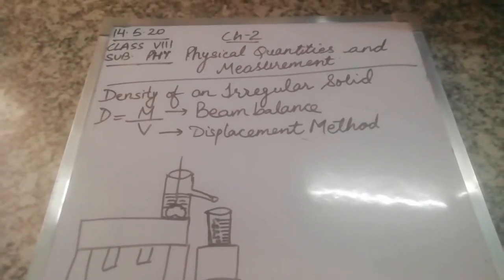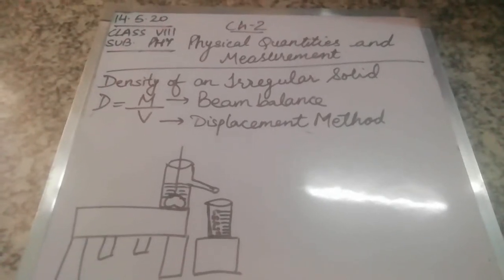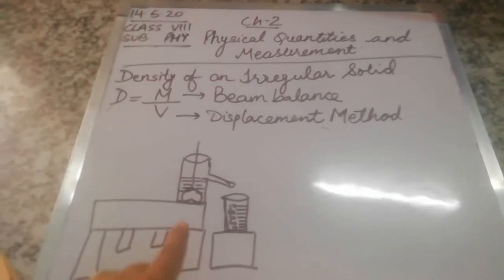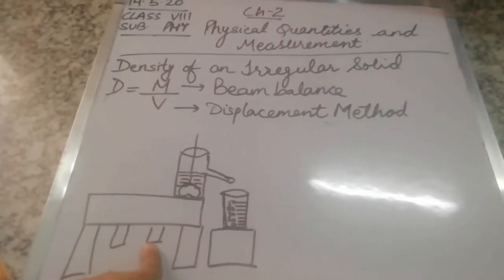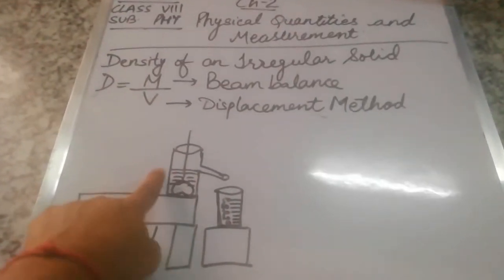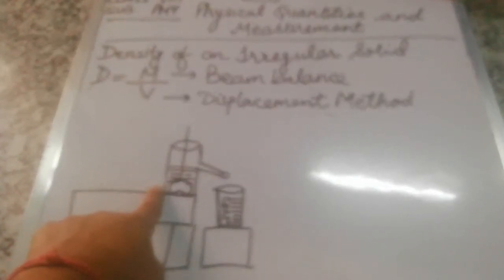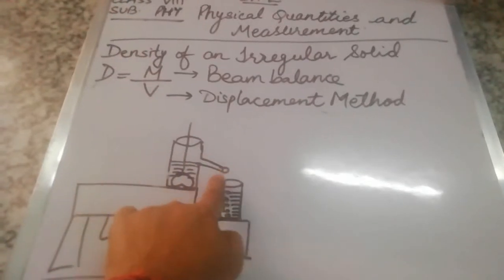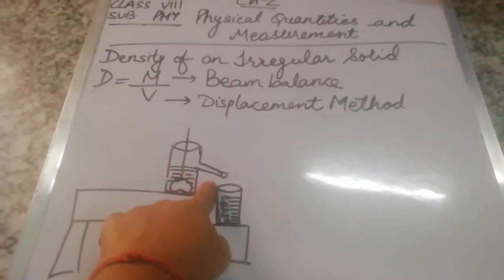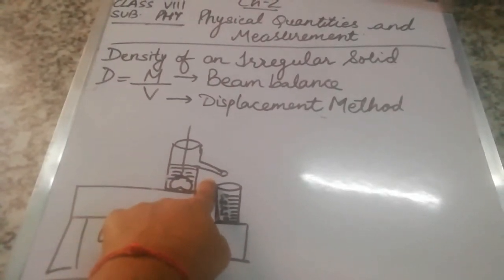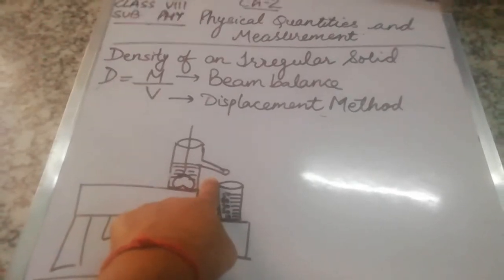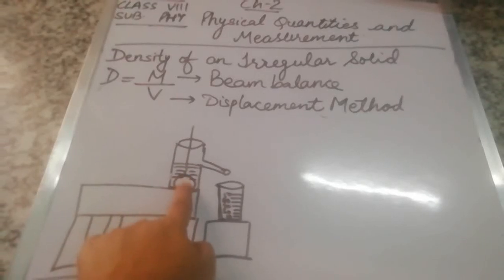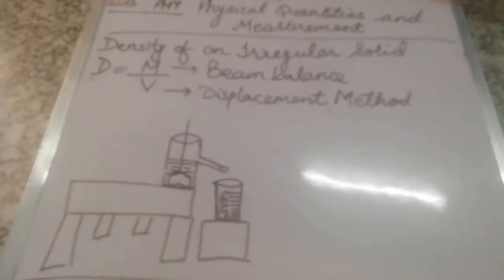Now what is the displacement method? See, children, in the displacement method we have taken a table and then we have taken a Eureka can. This is a Eureka can. Okay, what is a Eureka can, children? A Eureka can is a measuring cylinder which has a spout in it. Spout means an opening through which water, or the liquid which is filled inside the can, can come out. This is the stone piece of which we have to find the volume.